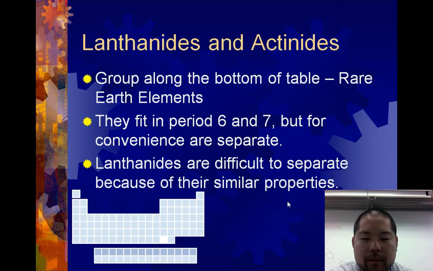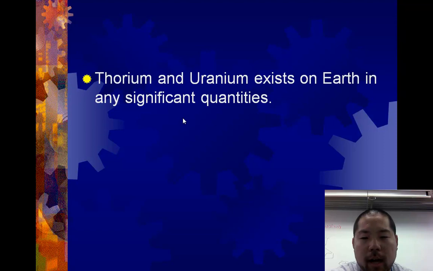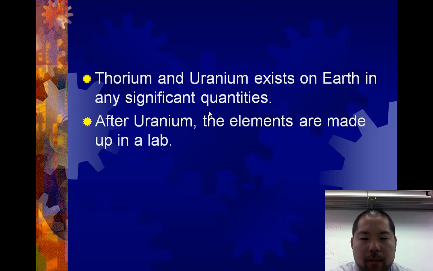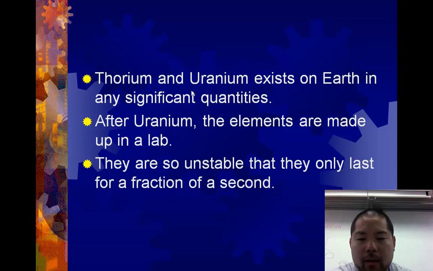Lanthanides are difficult to separate because of their similar properties, and most of the time they don't really exist on Earth. They're man-made. They're made in a lab. Thorium and uranium exist in small quantities, but after uranium, everything else is made using a particle accelerator where they shoot protons at great speed, and then they create new elements. And how do you create new elements? You have to add protons to the previous element. So remember, the atomic number, the proton number, is what identifies it. So by changing the protons, we can create a whole new element.